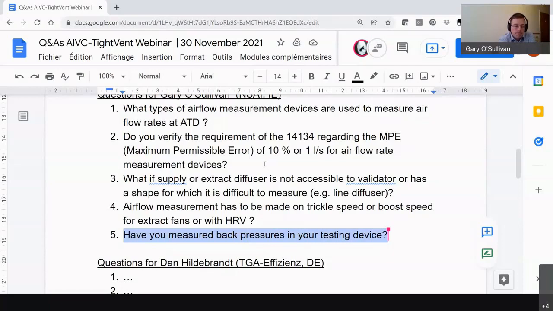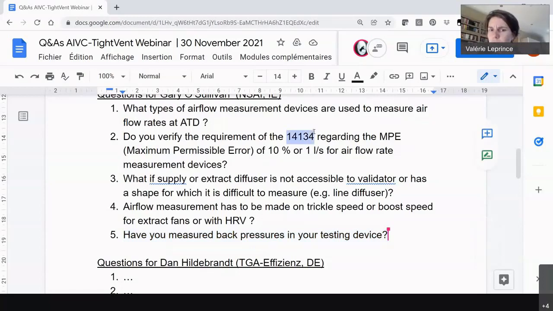Okay. And so, do you have the calibration protocol written somewhere, or do you have all the requirements for the calibration of the device in 14134? For the protocol of calibration, for example, like the pressure in the ductwork and things like that? No, it's 14134. 14134, okay. Yeah. Okay, thank you very much for this.